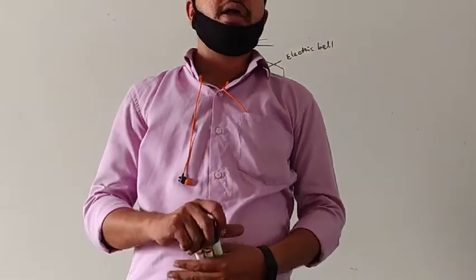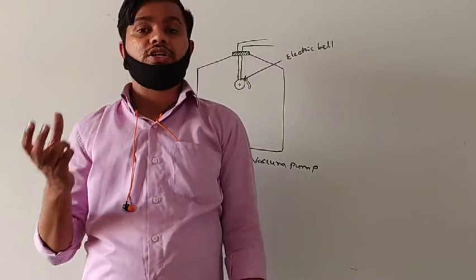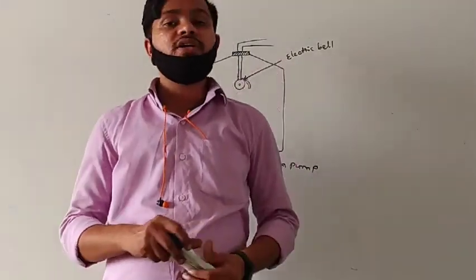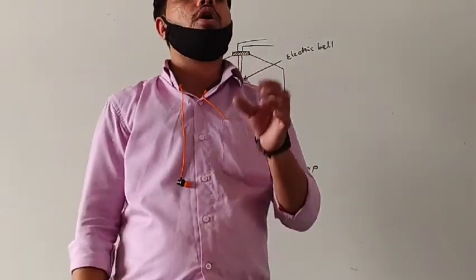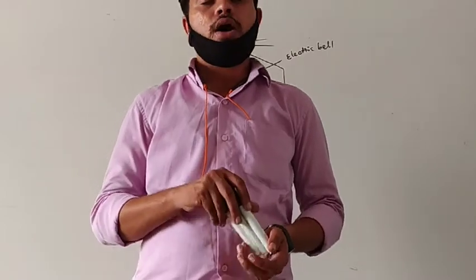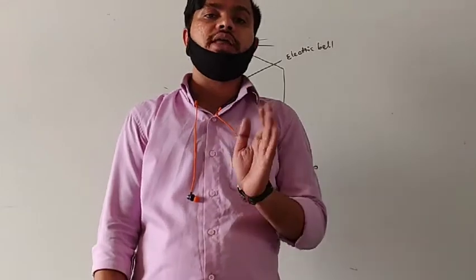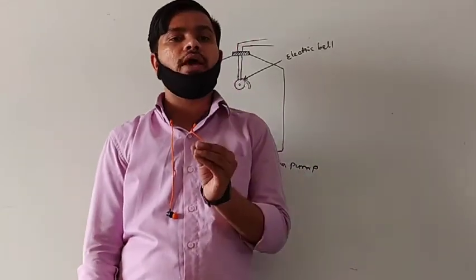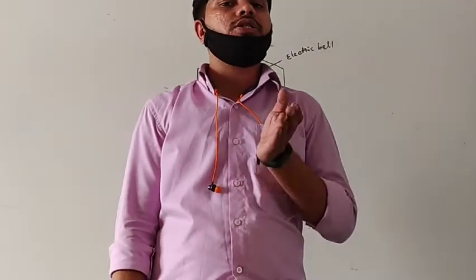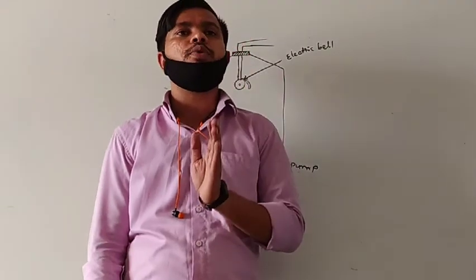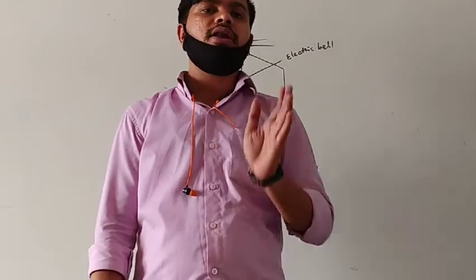So here is our topic: compression and rarefaction, by which the sound can flow. Once again, I tell you, whenever sound waves are flowing through a medium, compression and rarefaction occur. Whenever the vibration goes in a forward direction, due to the high pressure area, compression occurs. And whenever it goes in a backward direction, due to the low pressure area, rarefaction occurs. So sound waves are propagated in a medium by compression and rarefaction.